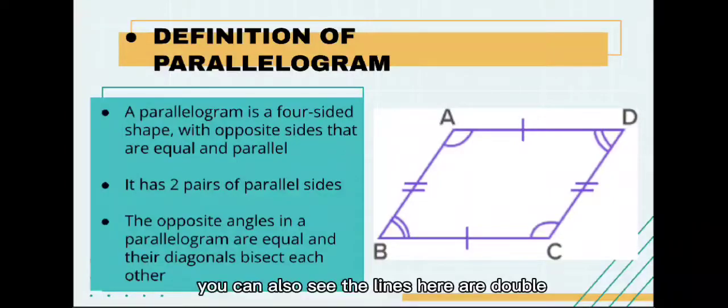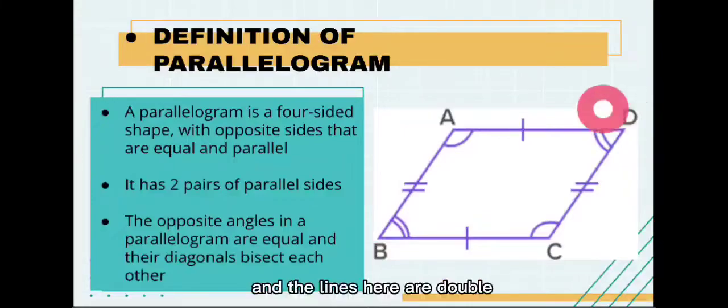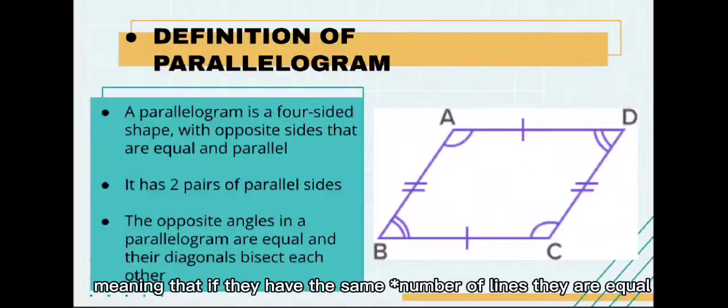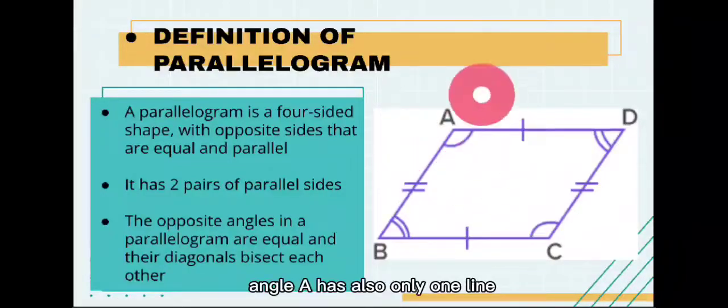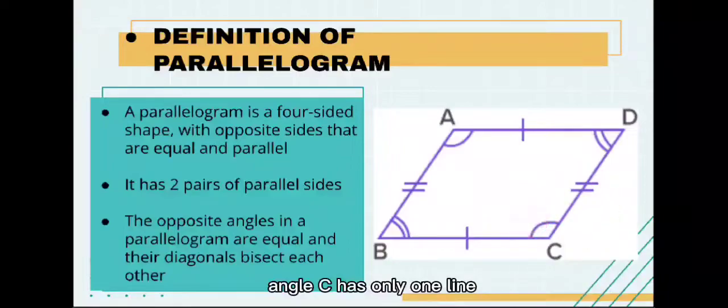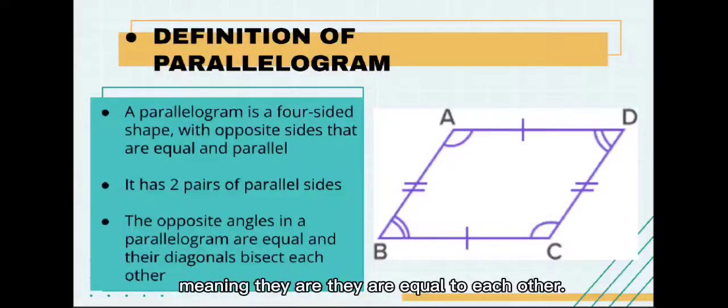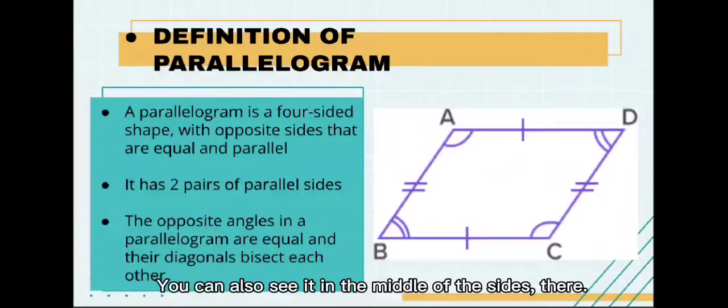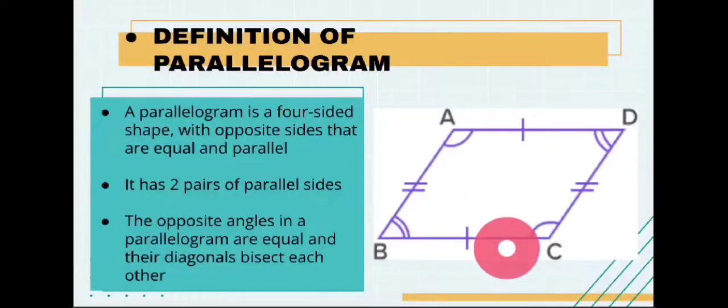You can also see the lines here are double and the lines here are double, meaning that if they have the same lines, they are equal. Angle A has only one line. Angle C has only one line, meaning they are equal to each other. You can also see it in the middle of the sides there.